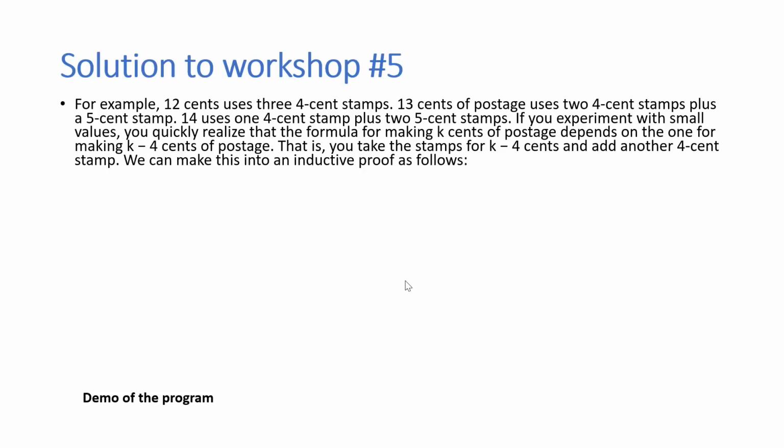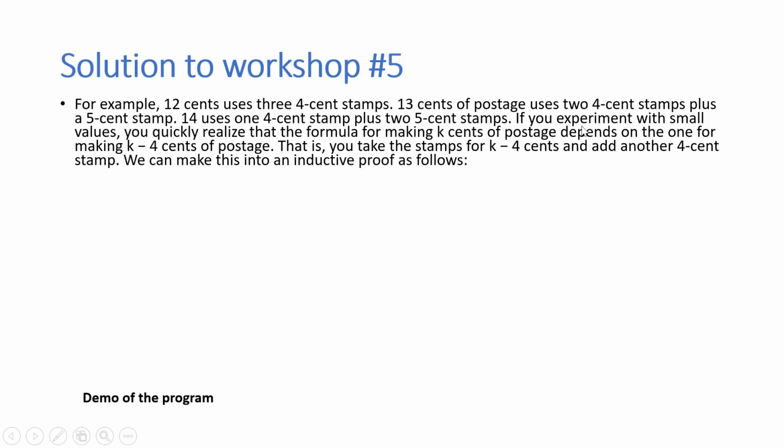So let's take a look at how to prove this. For example, we want to know whether this is actually true before we start proving it. We know that 12 cents uses 3 4 cent stamps. 13 cents can be made using 2 4 cent stamps, that's 8, plus a 5 cent stamp, which is 13. 14 uses 1 4 cent stamp plus 2 5 cent stamps, and so on.